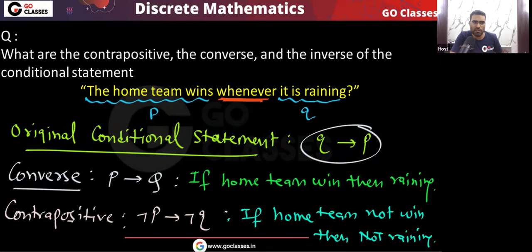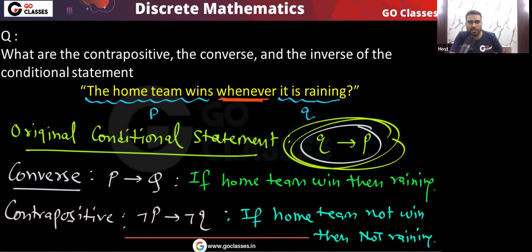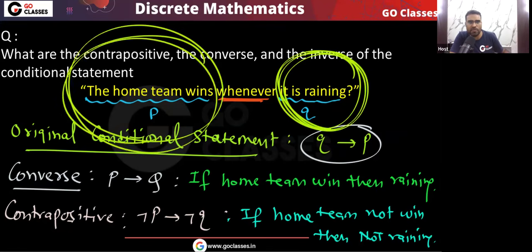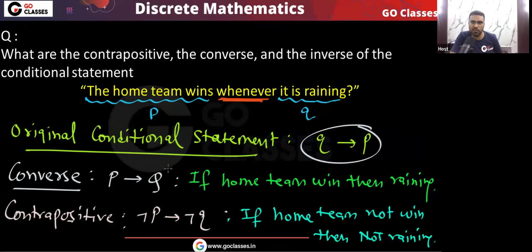And what will be the inverse? The inverse will be negation Q implies negation P. That means inverse means if it is not raining, then home team does not win. That is the inverse. Did you understand? Let me know. Okay, so very simple.